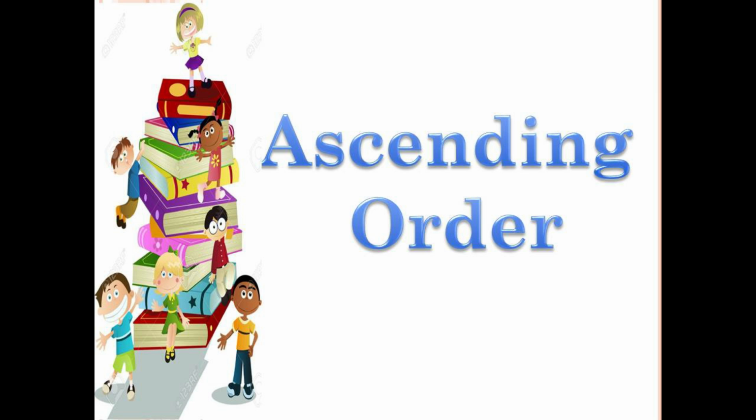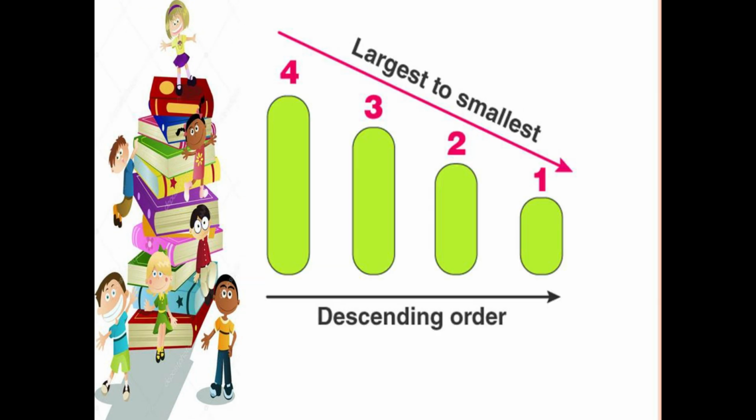The next concept is going to be ascending order. What is the meaning of ascending order, children? Can anyone tell that? Ascending order is nothing but arranging numbers from smallest to biggest. It is also known as increasing order.